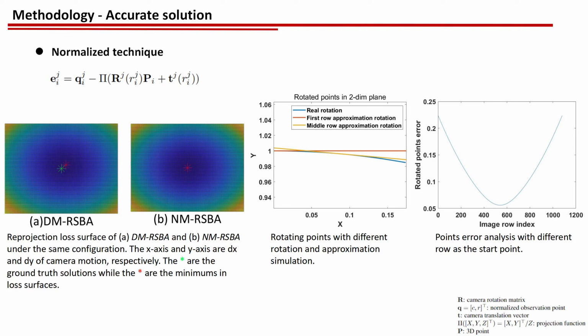And another small experiment on the right demonstrates that choosing the middle row as the start point will result in a more accurate result. This can also be qualitatively viewed in the middle figure. Compared with the non-normalized method, our rotation representation is closer to real rotation.